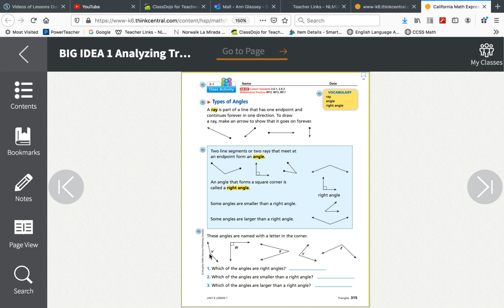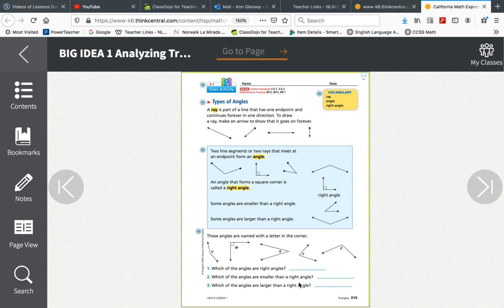These angles are named with a letter in the corner, and we use capital letters. So this angle is labeled V, this angle is labeled W, this is X, this is Y, this is Z. Which of these angles are right angles, like the corner of a book? This doesn't look like the corner of a book. This does, so I'll write W. Not a corner of a book.